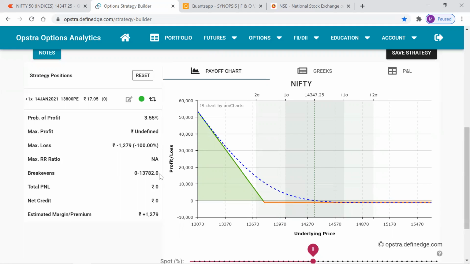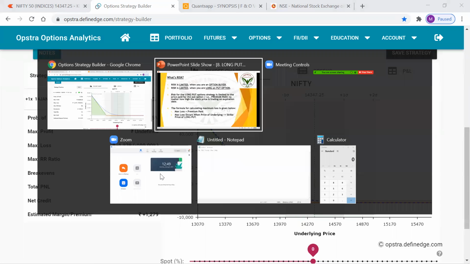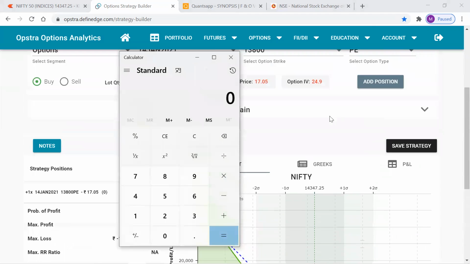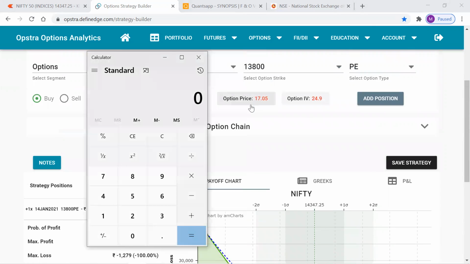So let's calculate that. What's the premium? The premium is 17.05, into, so Nifty 13,800, right?